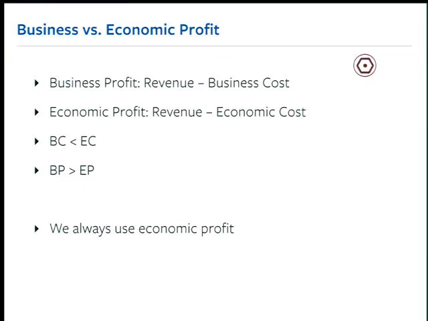I don't care about those, never will care about those. I'm never going to run a business, and I'm never going to teach accounting. And I don't think it governs behavior in these models. But what we're going to care about is economic profit. Economic profit is total revenue minus economic costs, so the total opportunity cost of all resources used in the production process.